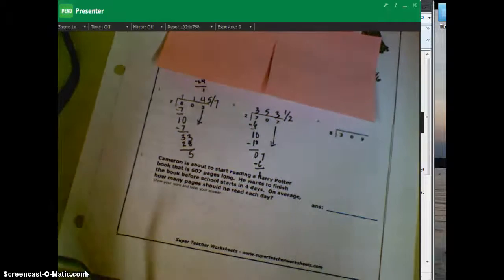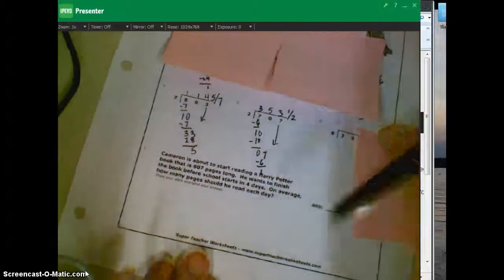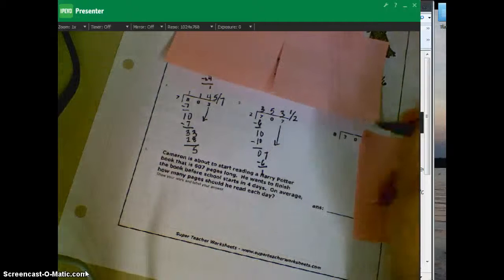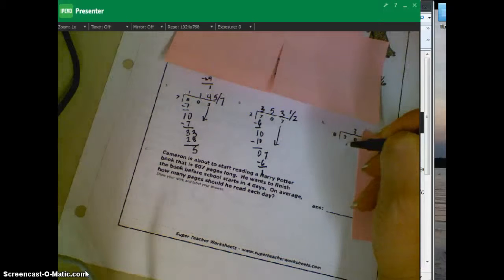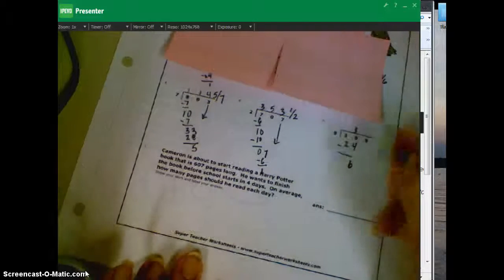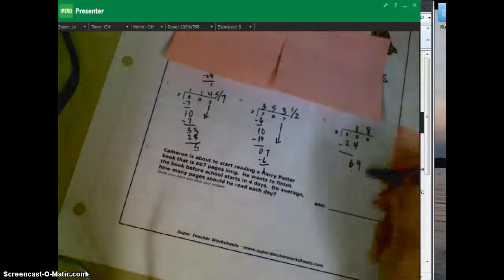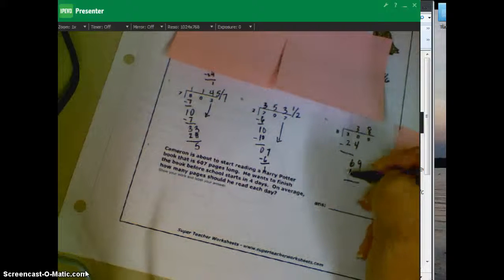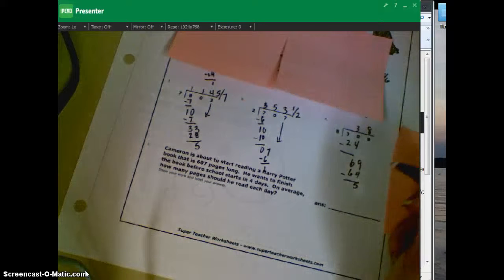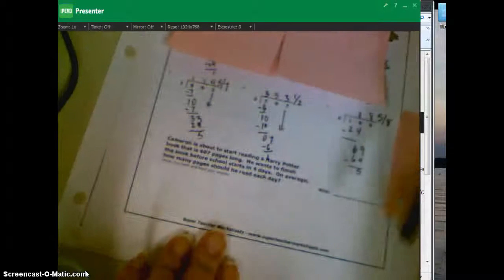Moving over. Too small. We'll move over one more. 8 into 30. We can do that. 8 times 3 is 24. Subtract and you get 6. Bring down your 9. 8 into 69. Let's go 8 times 8, which will be 64. And you get a remainder of 5. So we'll call that 38 and 5/8. And then our last one.